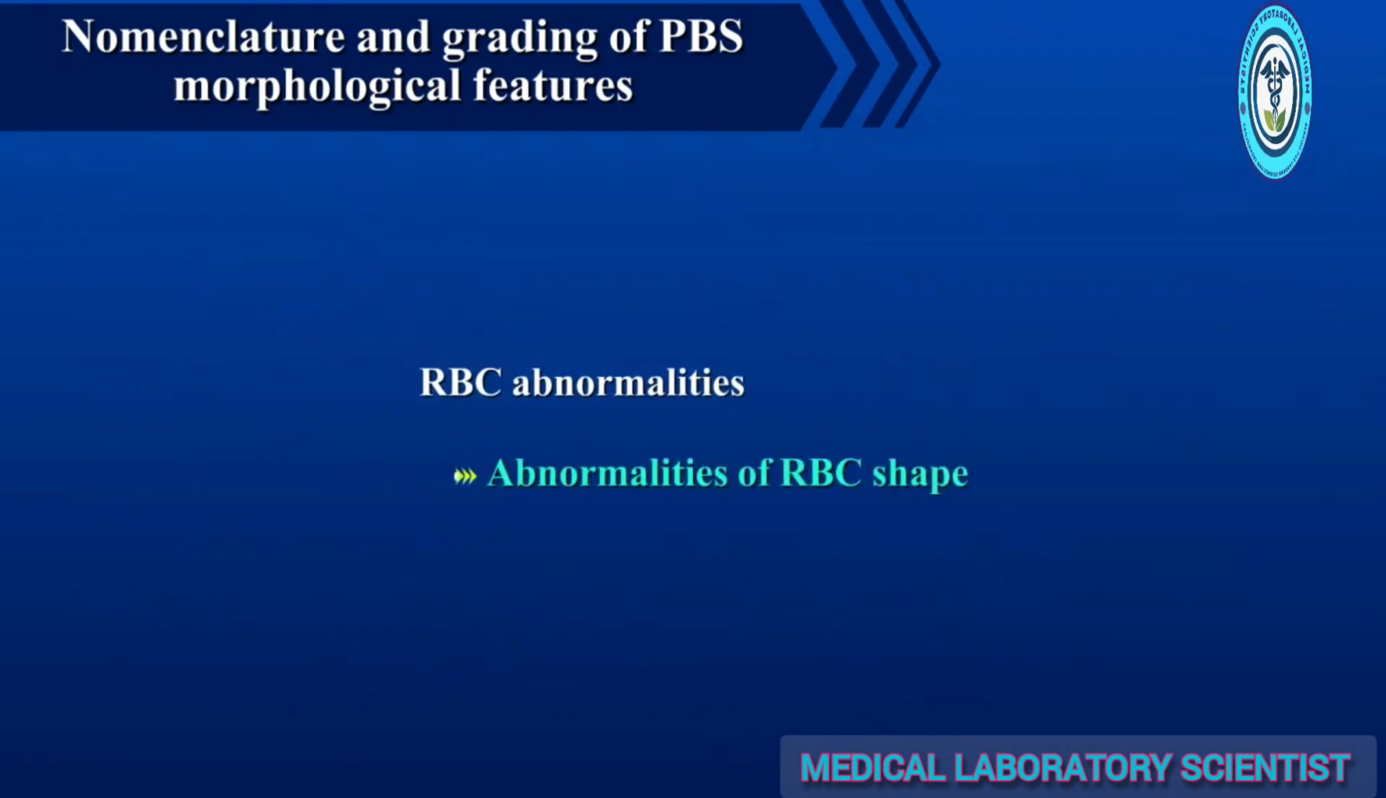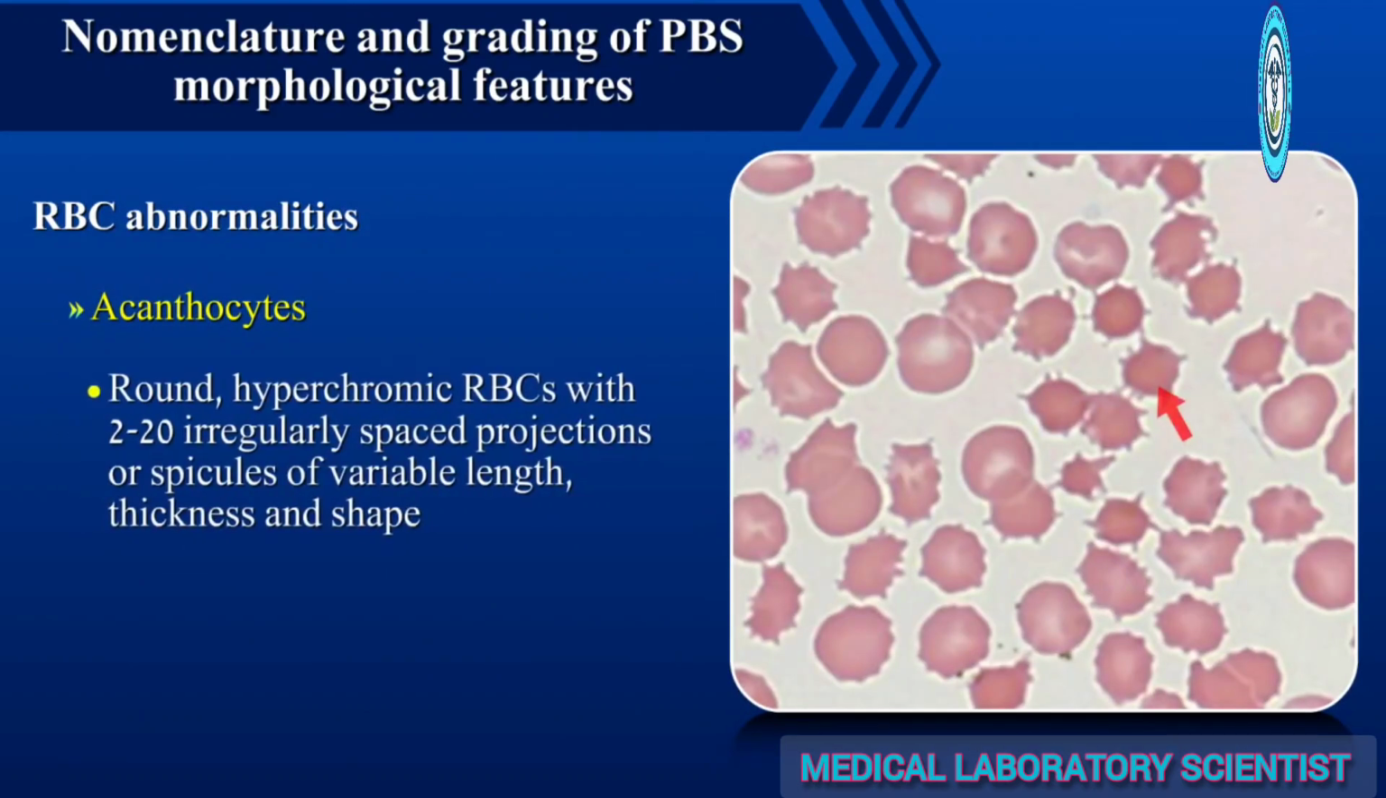Third, abnormalities of RBC shape. Acanthocytes are round, hyperchromic red blood cells with 2 to 20 irregularly spaced projections or spicules of variable length, thickness, and shape.